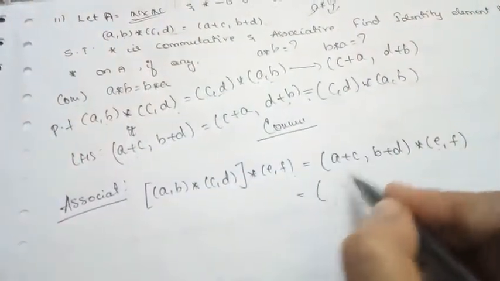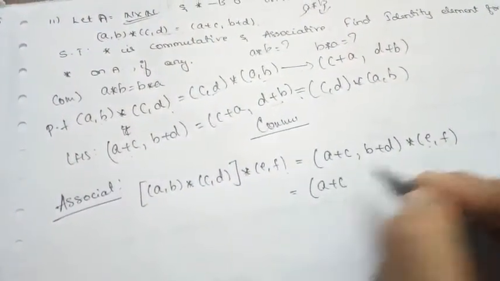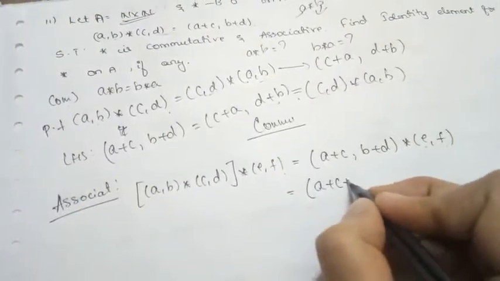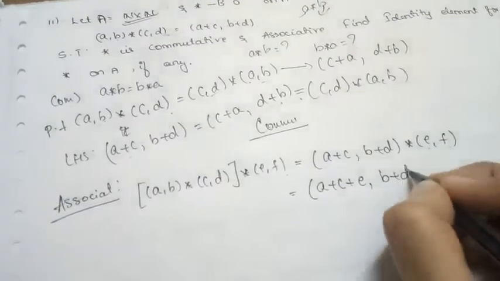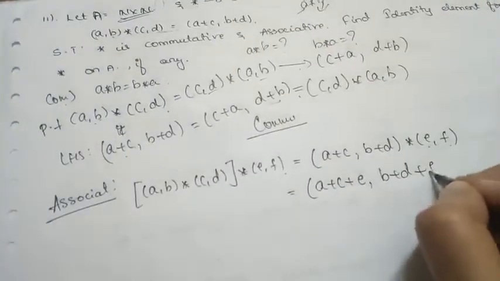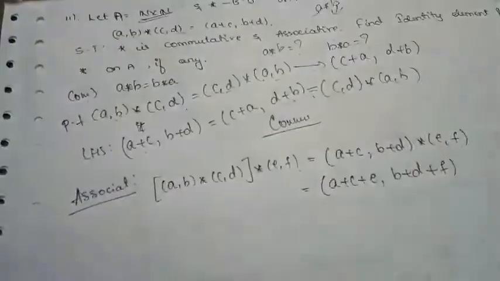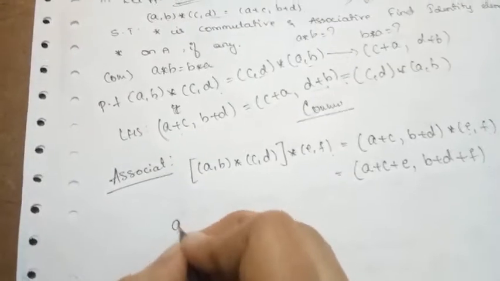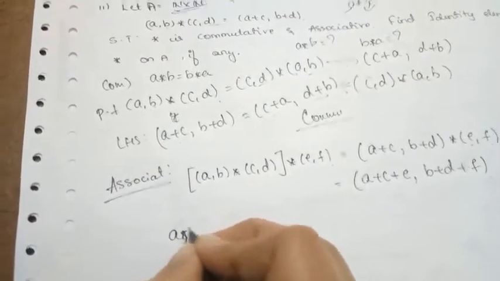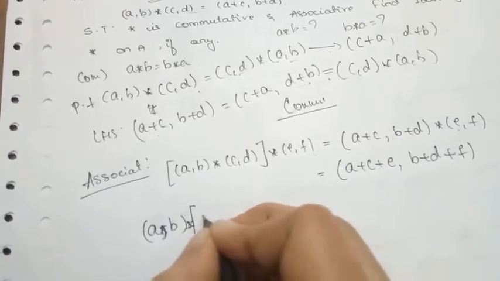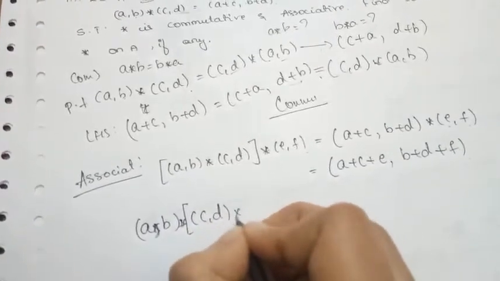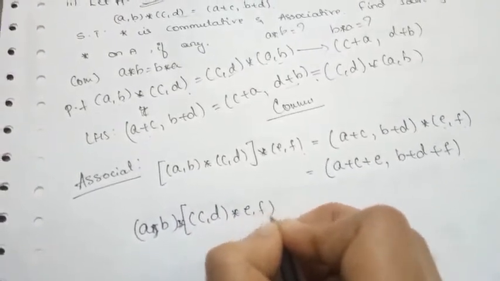What does that include now? First element from the first ordered pair plus first element from the second ordered pair. Next, first element from the first ordered pair plus second element from the second ordered pair. So this is our LHS. Similarly for the RHS, (A, B) star (C, D) star (E, F).